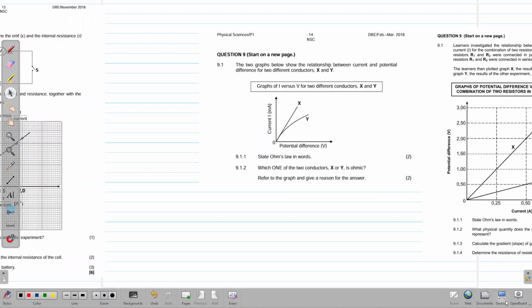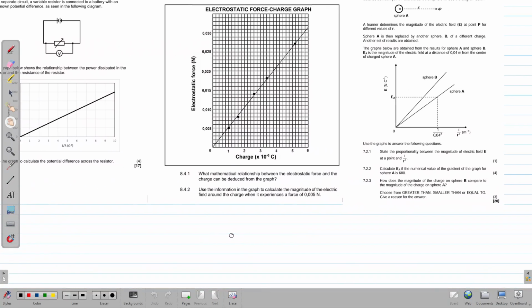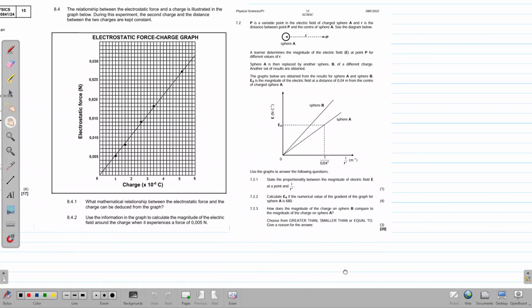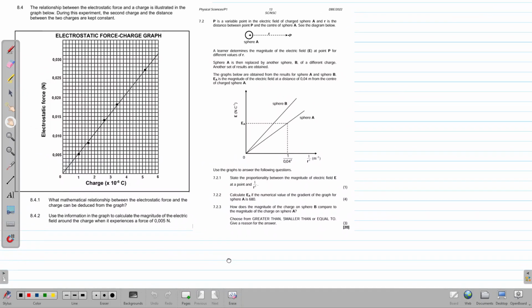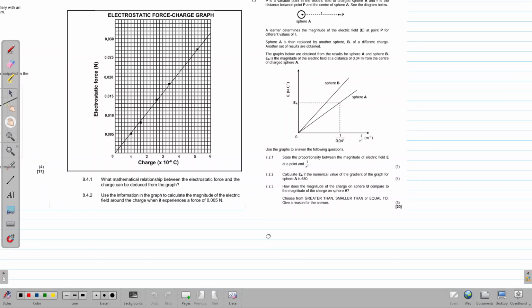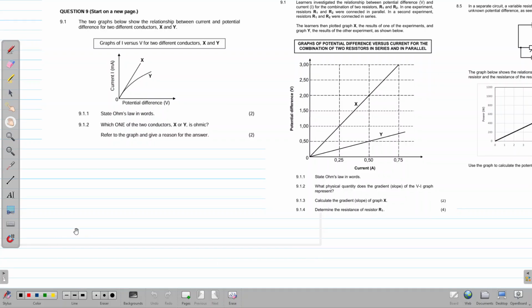But before I do these additional problems here on Ohm's law and electrostatics, so I think I have electrostatics here as well, somewhere here, but I've included these ones just to highlight that the same principles will apply on all of these problems.